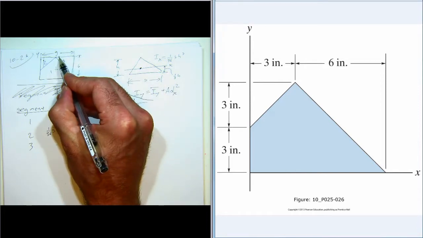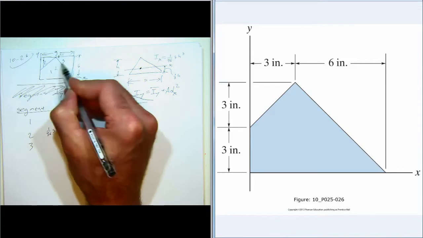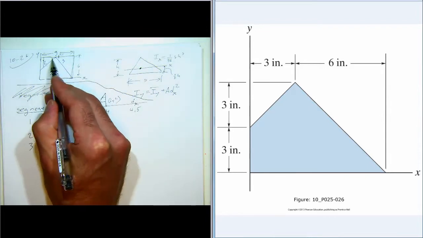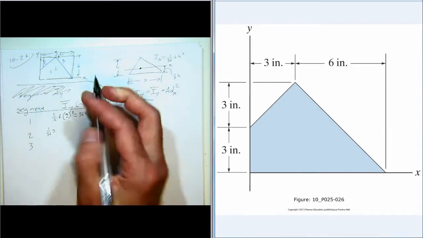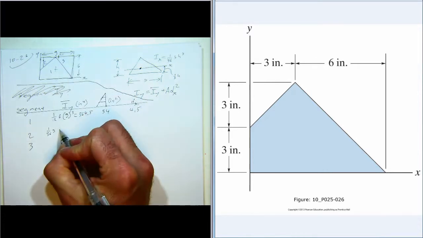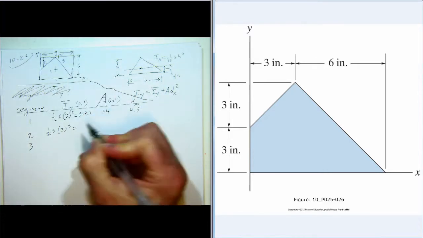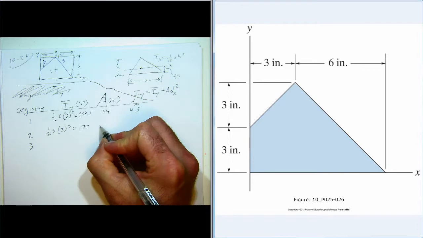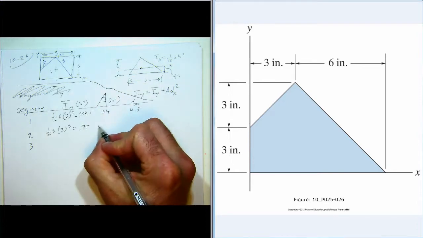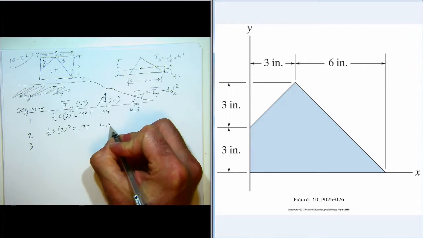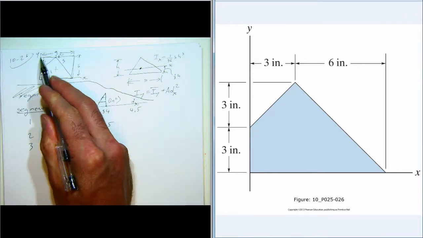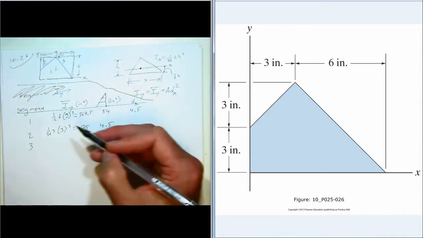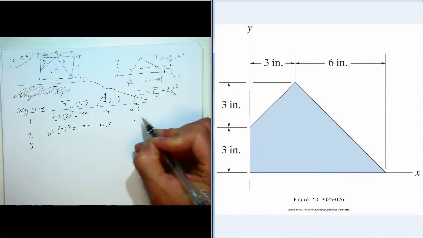It looks like, so here's actually the middle. There's 4.5. So this kind of looks like it goes to the middle of the rectangle, but it's not. So anyway, what I'm getting at is this dimension here is 3. It's not half of this. So times 3 cubed, and that's equal to 0.75. And its area is 1/2 times 3 times 3, so 4.5. And the distance from the reference axis to the centroidal axis is 1/3 of 3, so it's 1.